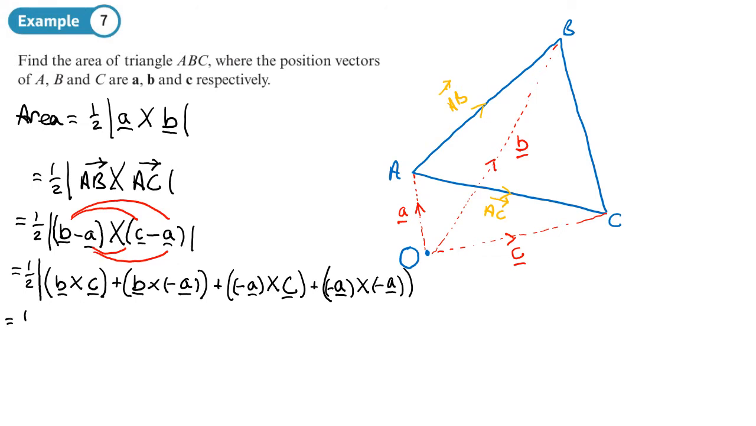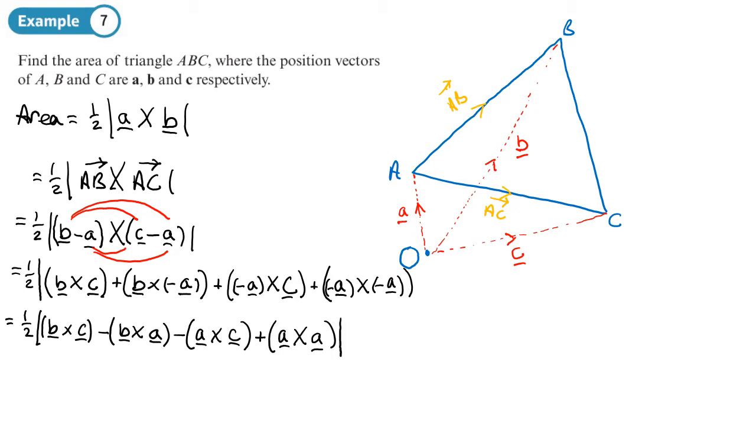Okay, right, let's see what we can do with this. So the B cross C, we'll leave that as it is. We'll take the minus out of the second bracket, so that'll be minus B cross A. We'll take the minus from the third bracket, so we'll have A cross C. And then for the last one, they're both going to be minus, so it's going to be A cross A, like this.